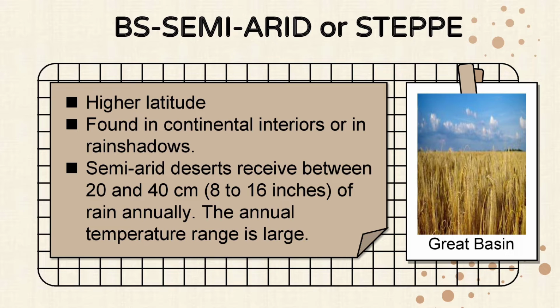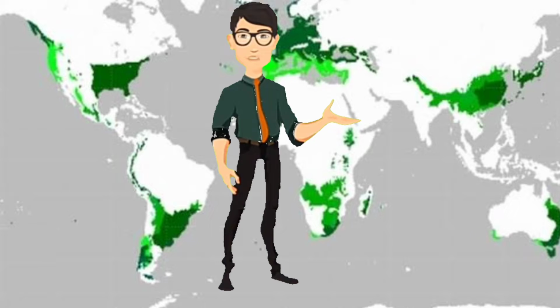It has higher latitude than the arid. So these types of dry climate are found in continental interiors or in rain shadows. Semi-arid deserts receive between 20 to 40 centimeters or 8 to 16 inches of rain annually. The annual temperature range is large.